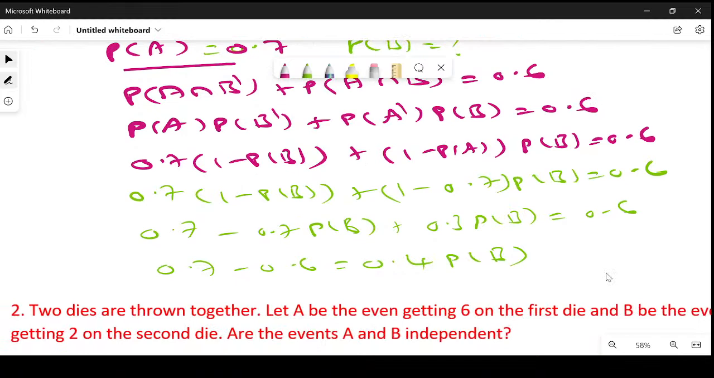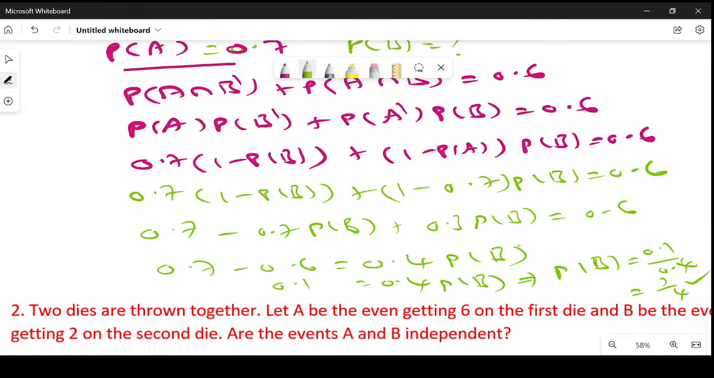The final one I can write. So I can write here P of (0.7, 0.6, 0.1) equal to 0.4 into P of B. So you can see, which is nothing but, I can write P of B is equal to 0.1 by 0.4. It will be 1 by 4. That will be our answer.